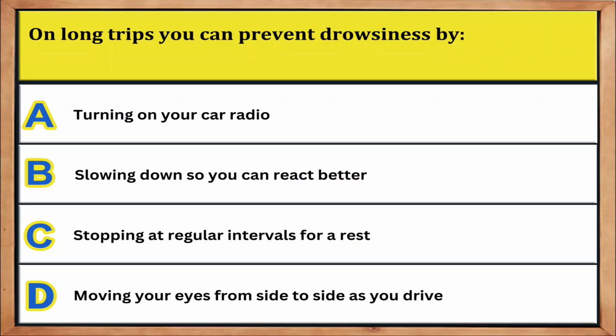Next question. On long trips, you can prevent drowsiness by A. Turning on your car radio. B. Slowing down so you can react better. C. Stopping at regular intervals for a rest. D. Moving your eyes from side to side as you drive.